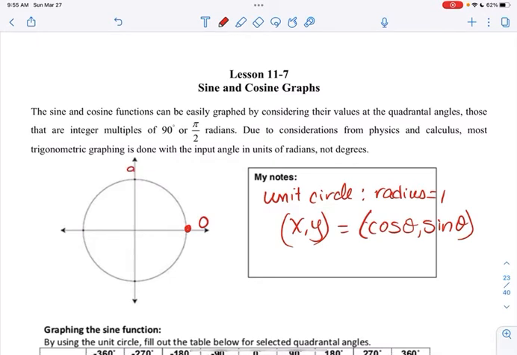this is 90 degrees, this is 180 degrees, this is 270 degrees, and if I come all the way back around, this is also 360 degrees. If I go the other way, then this is negative 90, this is negative 180, this is negative 270, and this is negative 360. Okay?